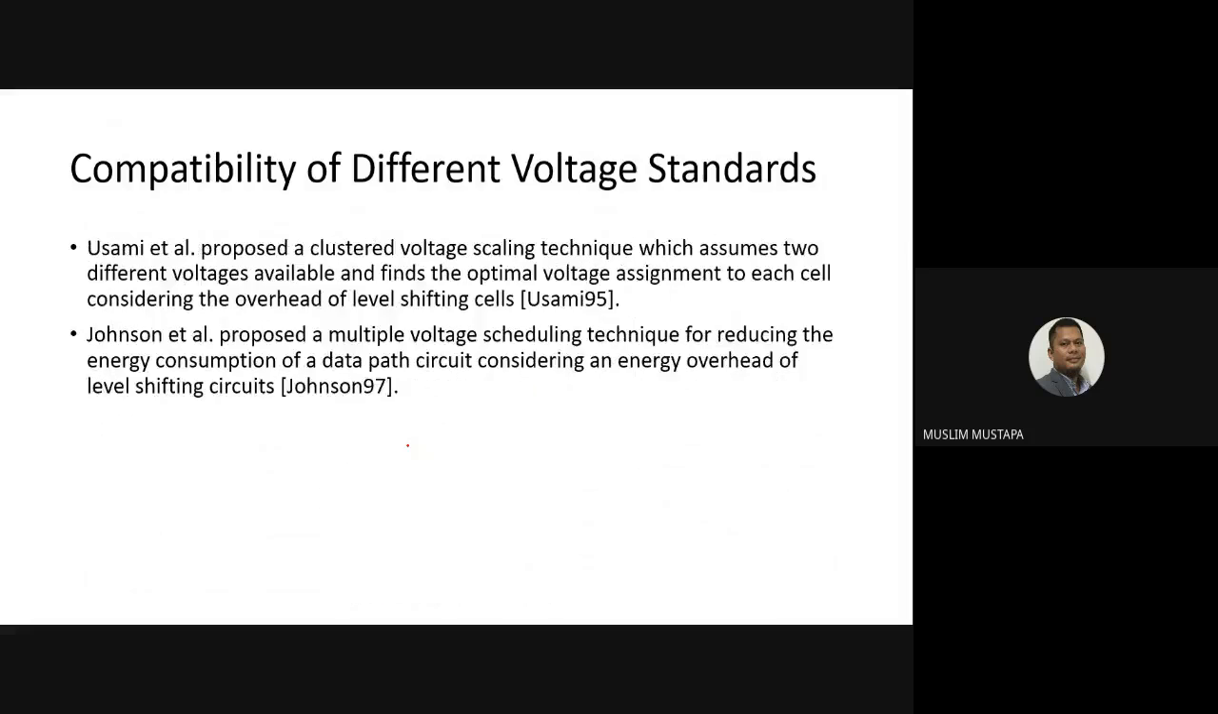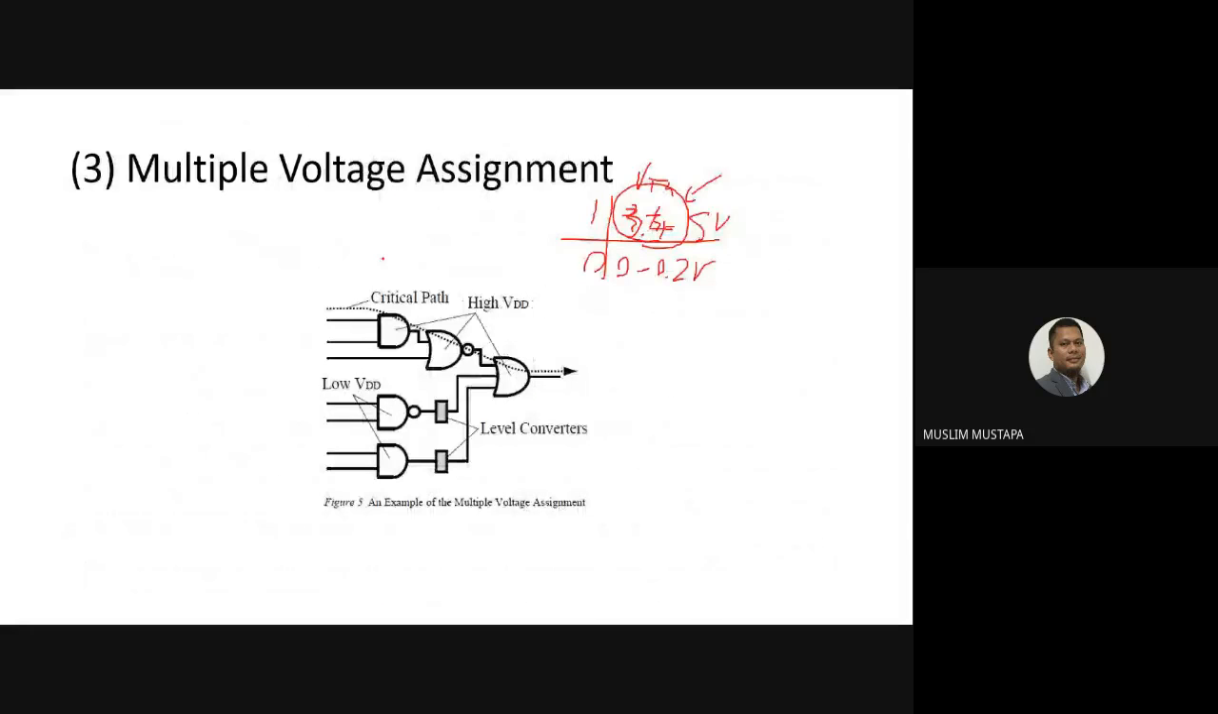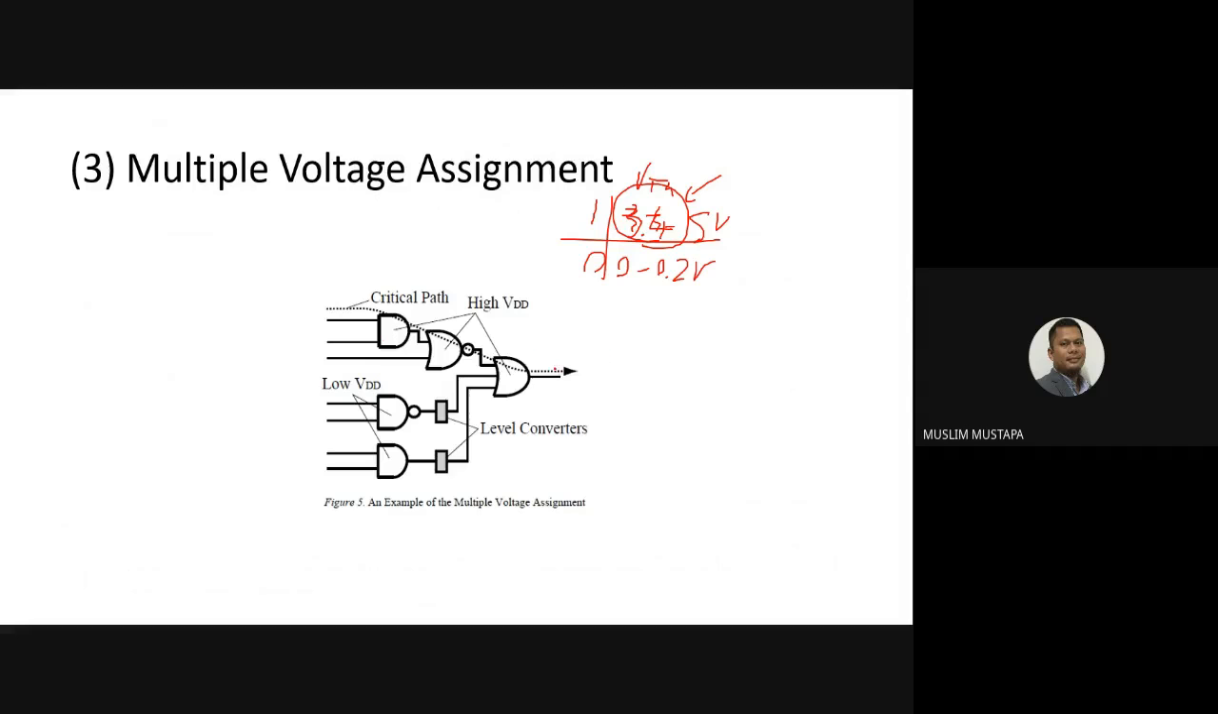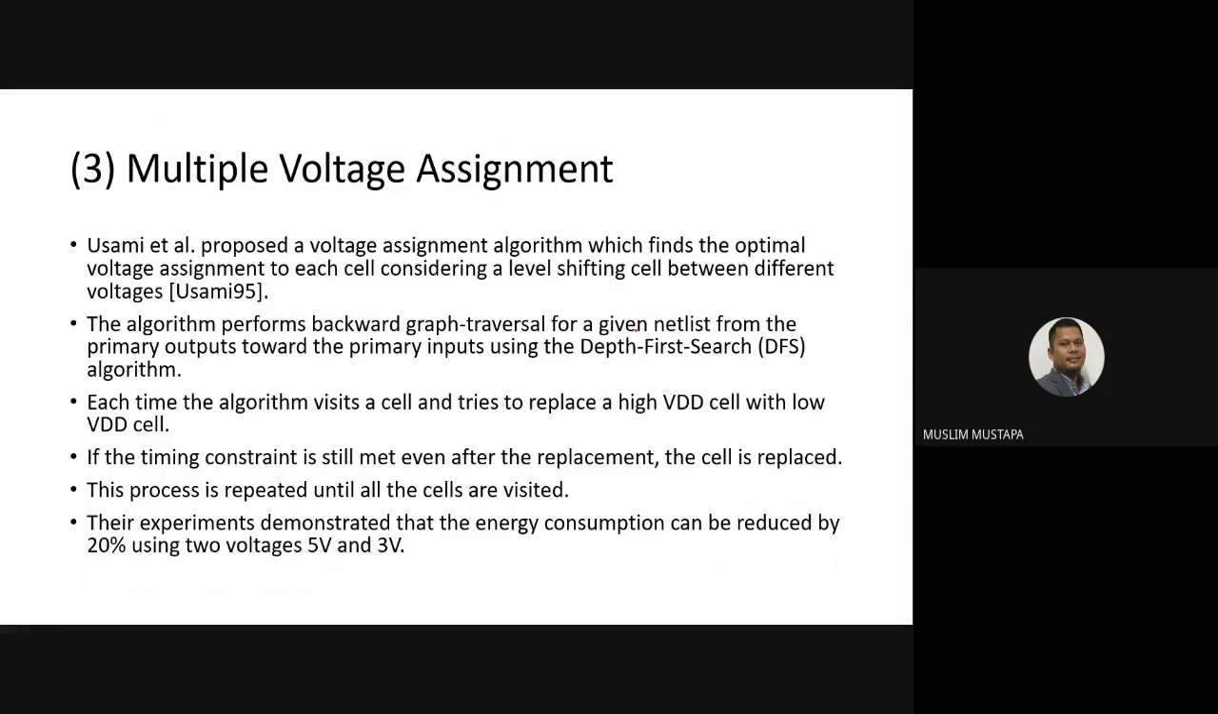the leakage current. All right, and then the algorithm performs a backward graph traversal. This is another one. They have to trace each line, going from the outputs toward the primary inputs.